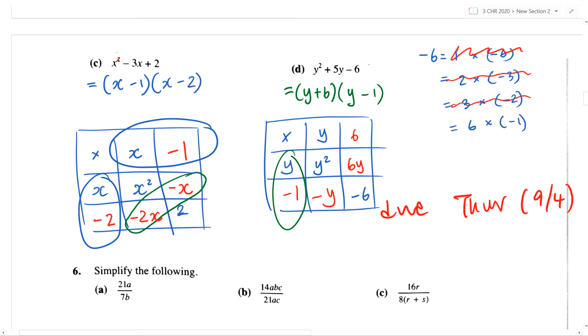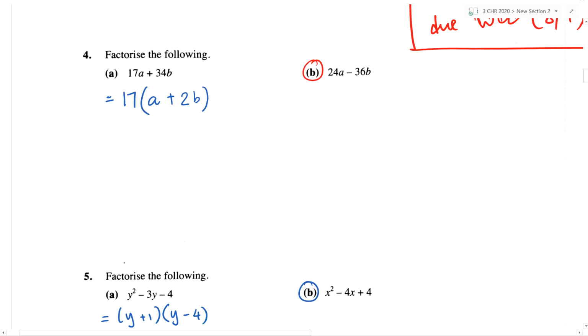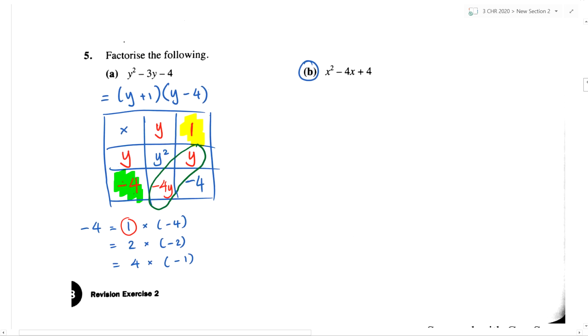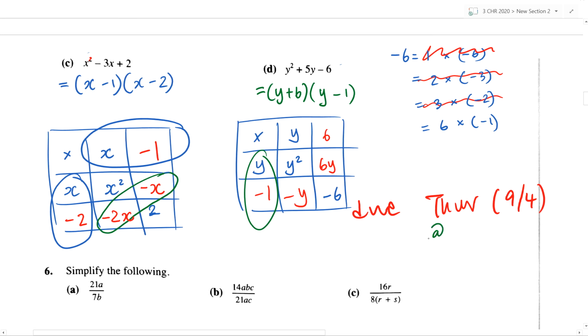Please finish up this. Take a picture until this question only. Take a picture of what you have done for question 4, question 5, including part B. Check your answer first with the PDF file that I'm sending. Do the corrections after you have marked it. And also include part C and part D in your photograph to be submitted. All these will be due today, which is Thursday, 9 April at 10 p.m.